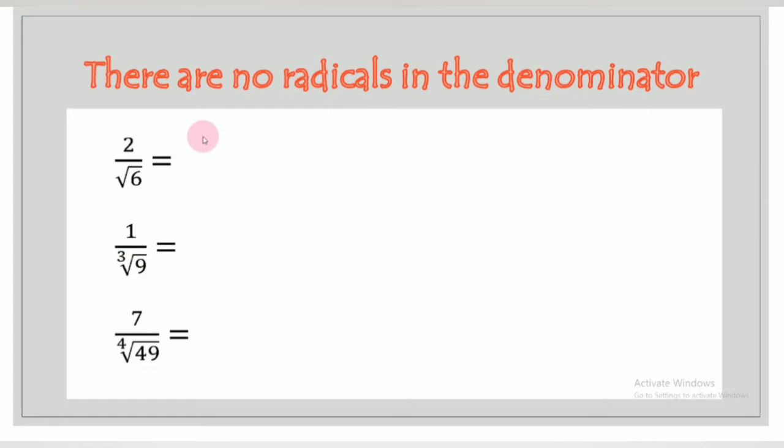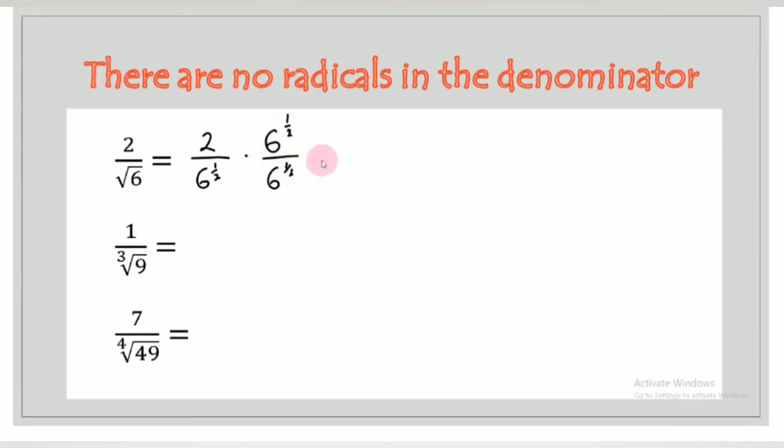The first one, 2 over square root of 6, which is 6 to the half power. If I change it into exponents, keep in mind that if we have radicals, it means we have a power with a fraction exponent. So let's get rid of the fraction exponent in the denominator.